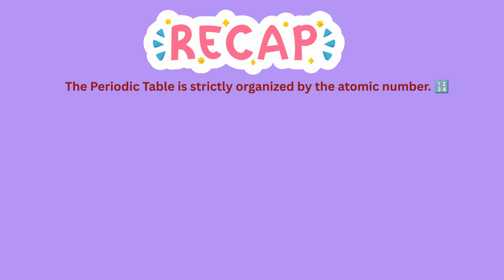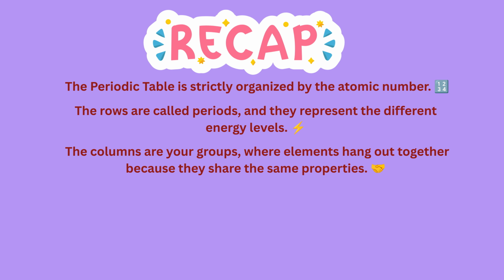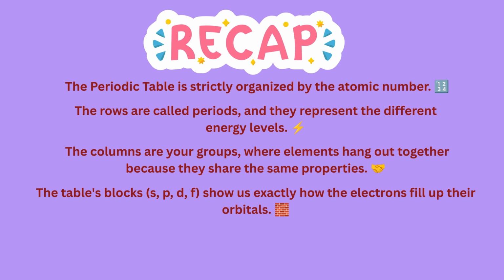Here is the ultimate recap to keep in your pocket. The periodic table is strictly organized by the atomic number. The rows are called periods, and they represent the different energy levels. The columns are your groups, where elements hang out together because they share the same properties. The table's blocks S, P, D, F show us exactly how the electrons fill up their orbitals.